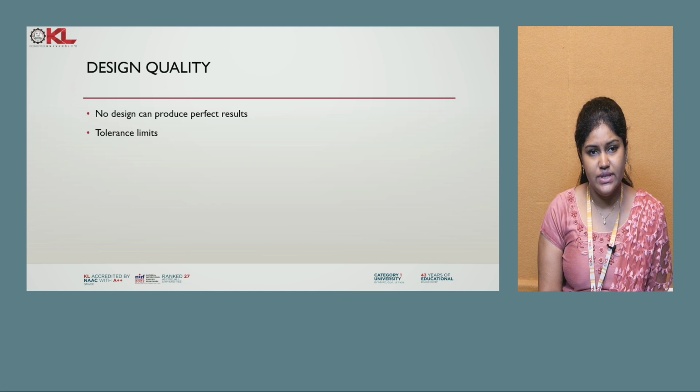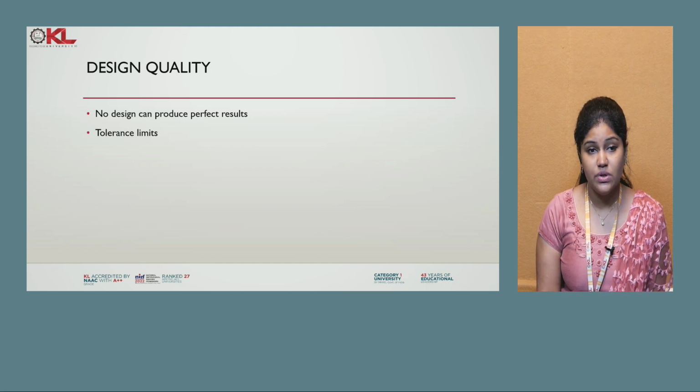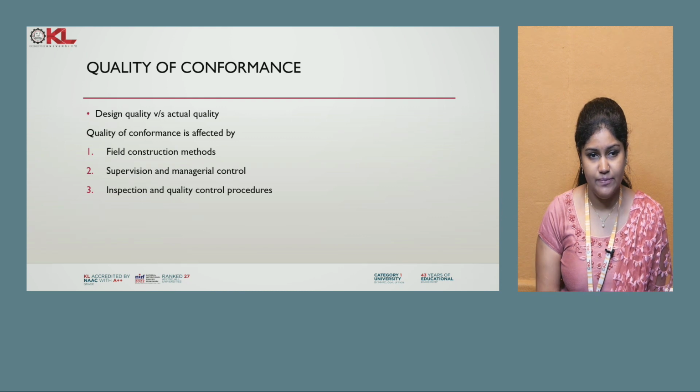In the case of design quality, the thing we need to consider is that no design can produce a perfect result. Tolerance limit. So we need to go with a design with proper quality, but we can't expect 100% quality from the designs. And tolerance limit. These are the two points we need to notice when we go with the design quality.